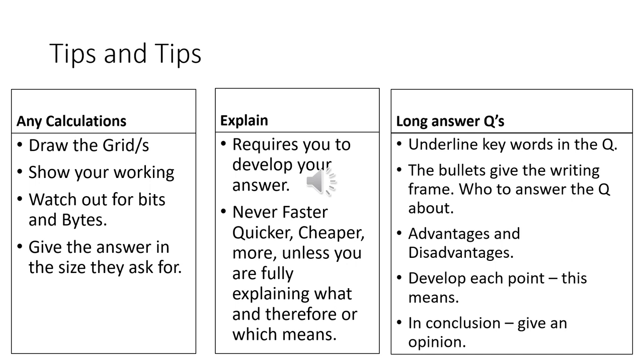And then when it comes to the long answer questions, when you read the question, underline the keywords. What is the question about? Then the bullets will give you the writing frame as to what you need to answer the question about. And then you should have a paragraph with an advantage and a disadvantage, maybe even a little conclusion which is better or worse. Link it to a second part. Develop each point fully with a this means. And if necessary, have an in conclusion. Give an opinion. That's really important.